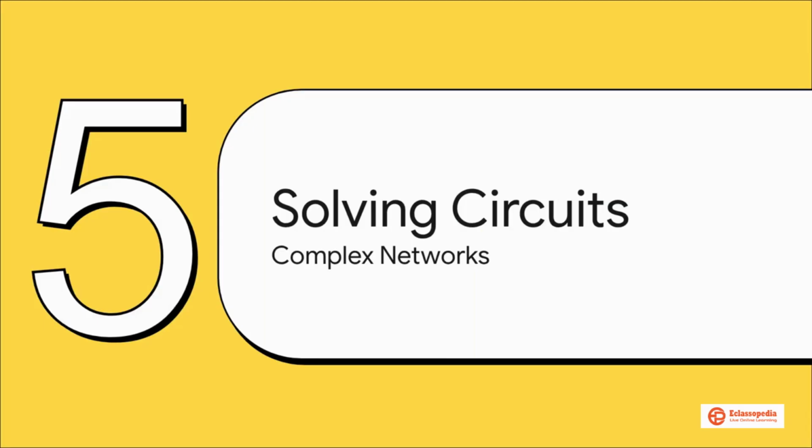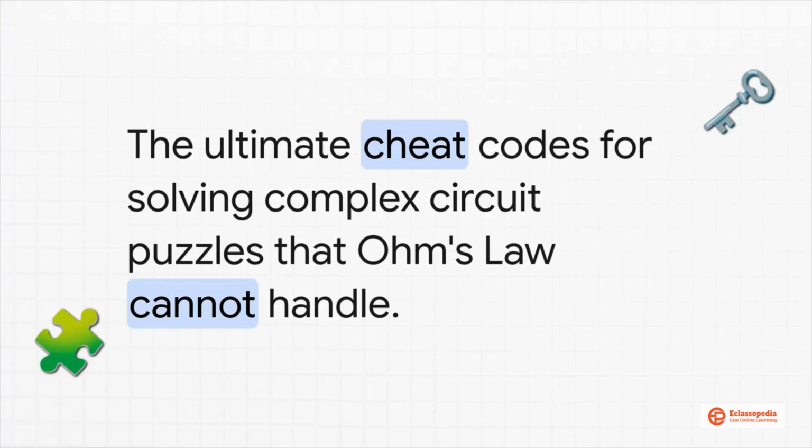Okay, moving to our final topic, Section 5, solving complex circuits. When you're dealing with multiple intersecting wires, multiple batteries, and loops tucked inside of other loops, simple Ohm's law just completely falls apart. Enter Kirchhoff's laws. These are basically the ultimate cheat codes for solving complex circuit puzzles. They rely on two fundamental truths of the universe. First, the conservation of charge, meaning whatever current enters a junction has to leave it. And second, the conservation of energy, meaning the total change in voltage around any closed loop must always equal exactly 0.